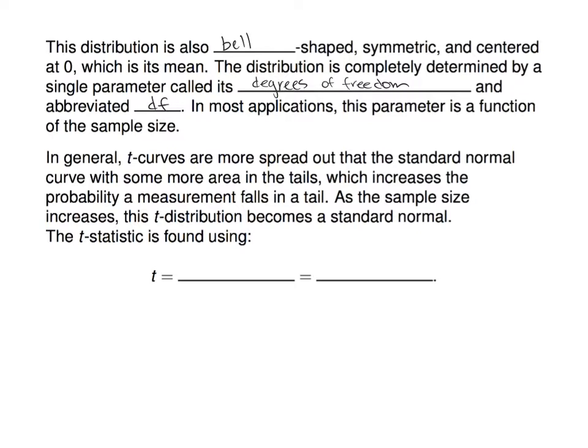In general, t-curves are more spread out than the standard normal curve, with some more area in the tails, which increases the probability a measurement falls in a tail. As the sample size increases, this t-distribution becomes a standard normal. And the t-statistic is found using the same general structure: sample statistic minus your mean over the standard error of your sample statistic, or in this case, x bar minus mu over s over root n.